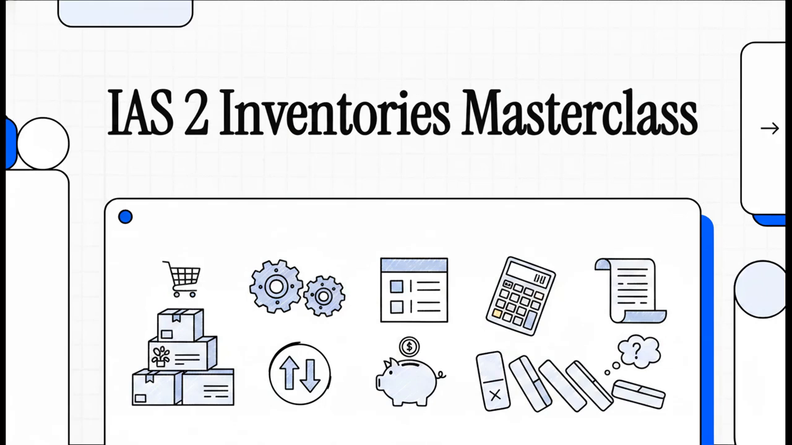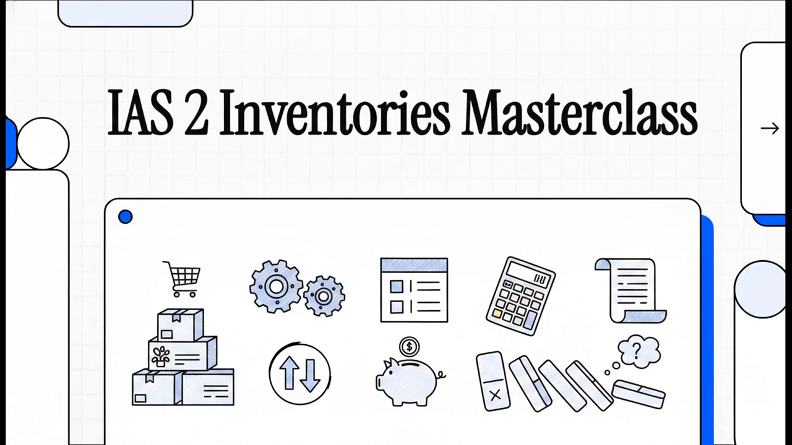Welcome to this complete masterclass and explainer on IAS 2, all about inventories. Whether you're an accounting professional, an audit trainee, or a finance student gearing up for exams, you are absolutely in the right place. Think about it. Inventory is the undisputed heavyweight champion of current assets for manufacturing, trading, retail, and fast-moving consumer goods businesses.